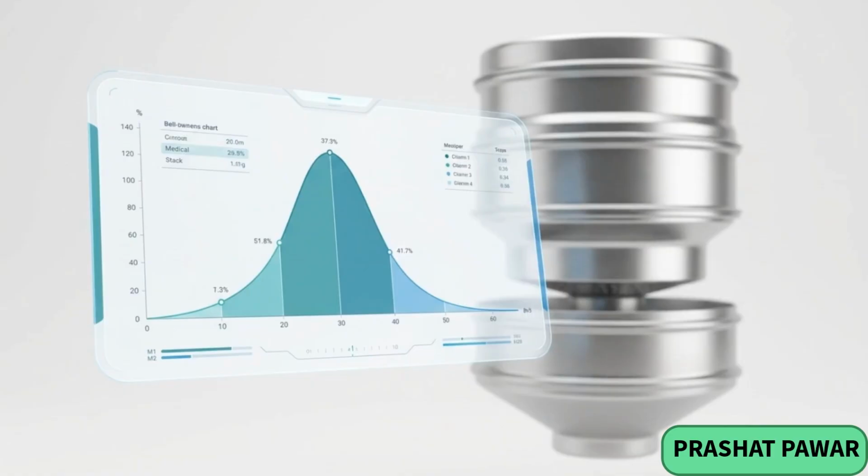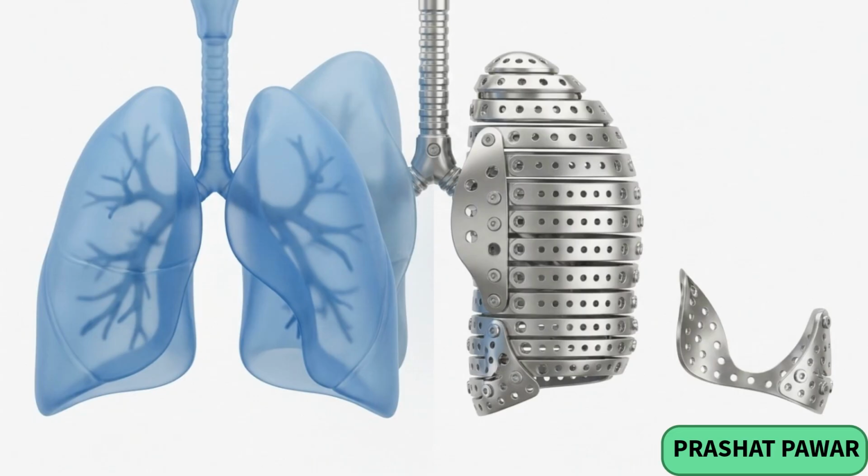Pairing precision inertial sorting with anatomical modeling produces a dataset that accounts for both the formulation's chemistry and the physical constraints of human respiratory physiology.